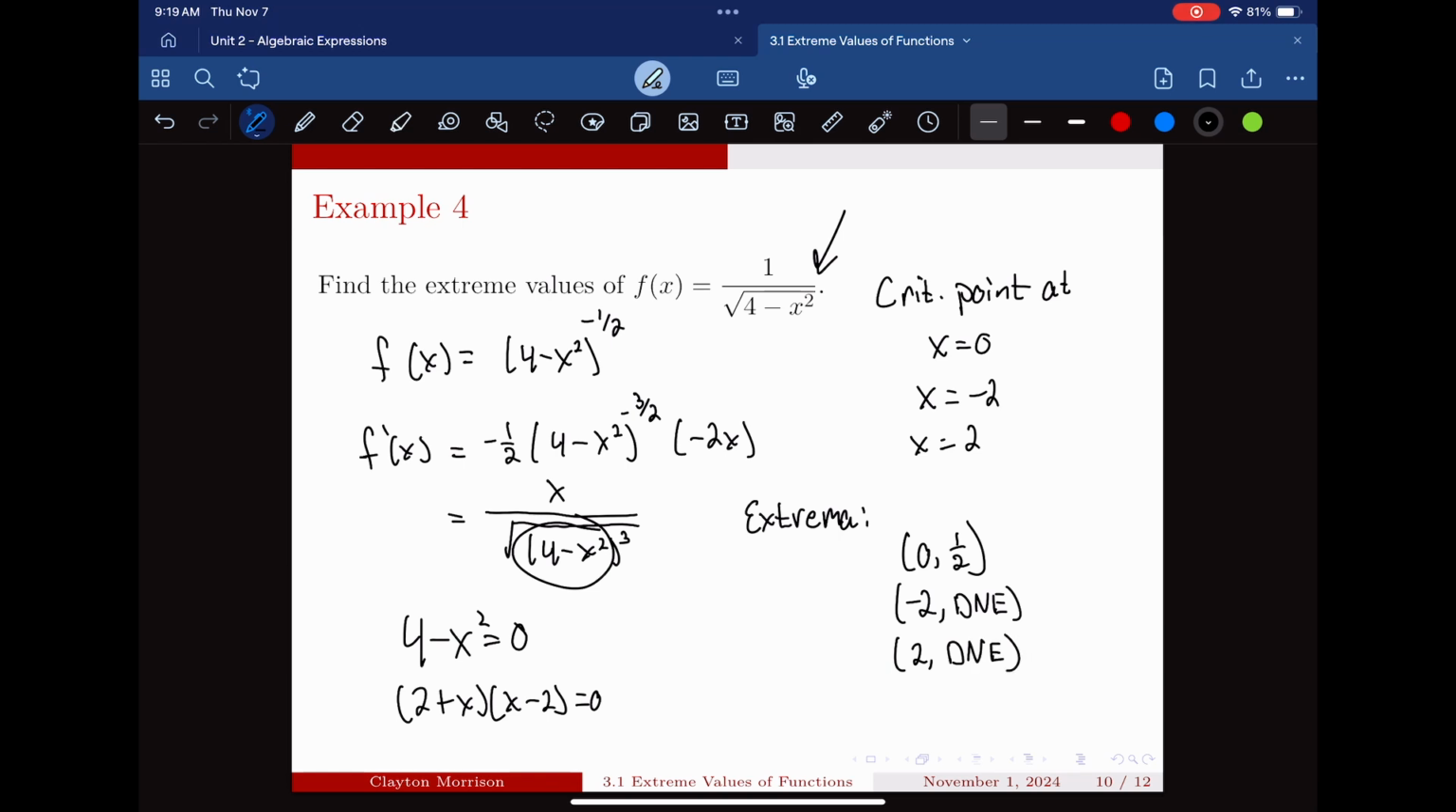So really the one extreme value that we really care about is that one. These don't have values. They're actually not a part of the domain even, so we can't do anything with them. Now, it's important to note they are still critical points, but they're not really extreme values because you can't plug them back in and get anything. So really, there is only one extreme value. It's at 0. You get about a half back.